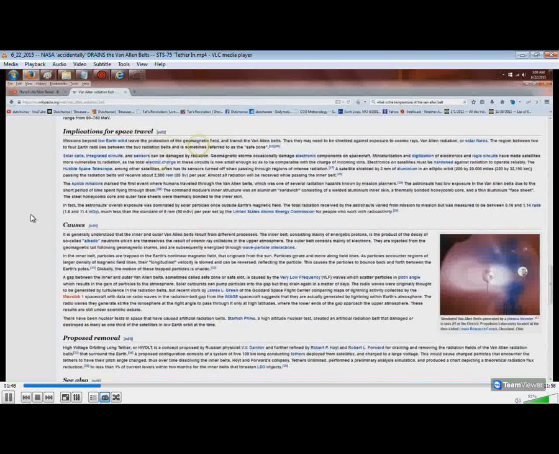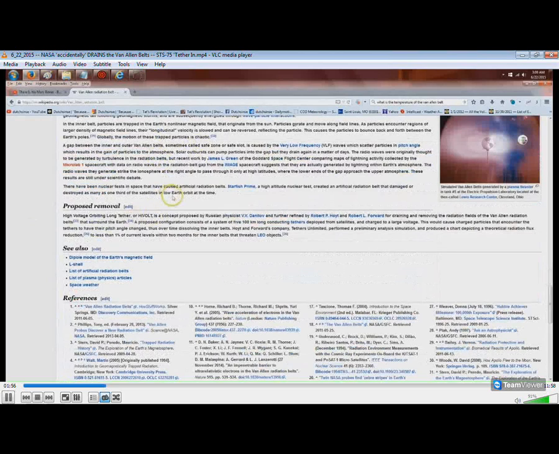But listen to this. High-voltage orbiting long tether, high volt, is a concept proposed by Russian physicist V.V. Danilov and further refined by Robert P. Hoyt and Robert L. Forward for draining and removing the radiation fields of the Van Allen radiation belts that surround Earth. Now, first of all, that's just nuts on the face of it. That's some nut stuff. If it's supposedly protecting us from cosmic radiation and stuff like that, are they out of their mind talking about removing it? This just shows you how silly these people are.